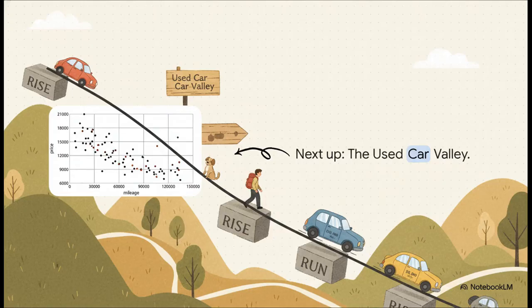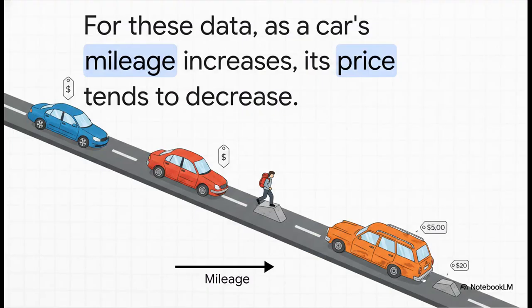Okay, time for a totally different landscape. Our hiker is leaving the shiny mountains and heading down into the used car valley. Now, each dot here is a car, showing its mileage versus its price. So, what direction is this path heading? And there you have it, a classic downhill story, a negative association. It makes total sense, right? The more miles you put on a car, the lower its price usually is. As one thing, the mileage, goes up, the other thing, the price, tends to go down.